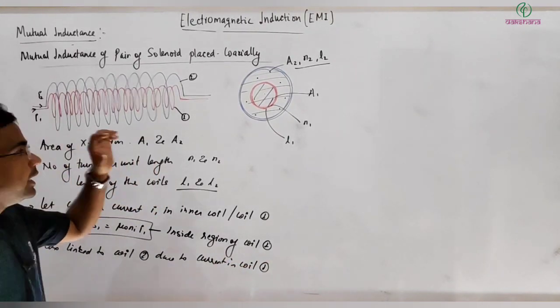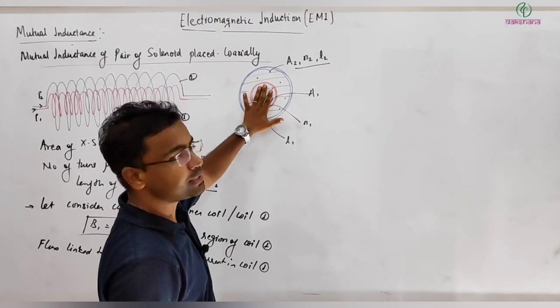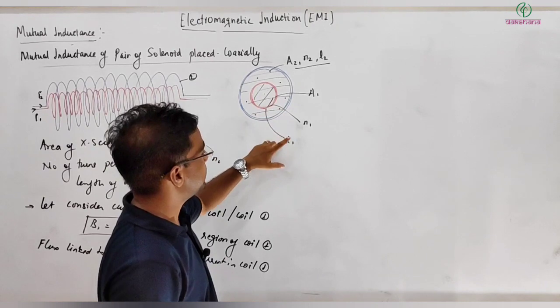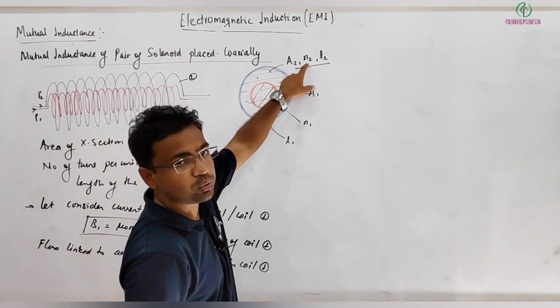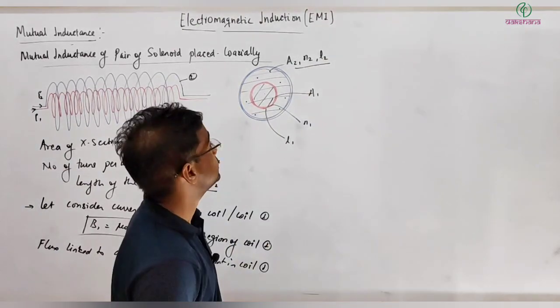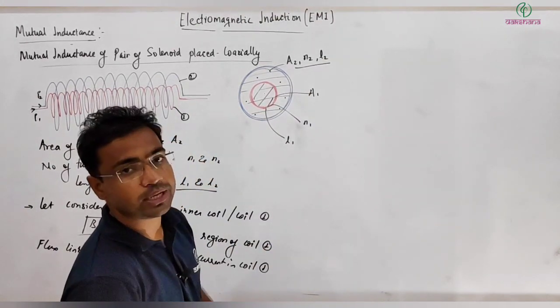So this magnetic field will be also only in this region, so flux will be also in this area only. There are N2 number of turns per unit length, and L2 is the length. So total number of turns in coil 2 is N2 L2.